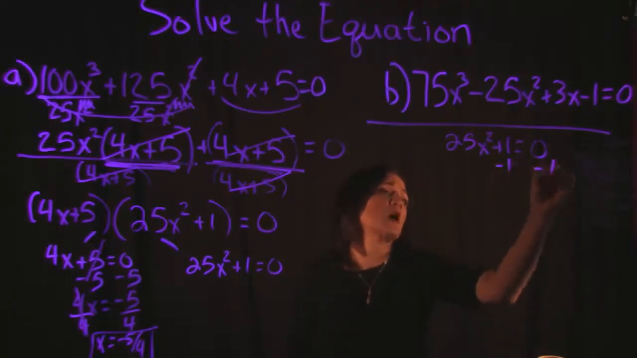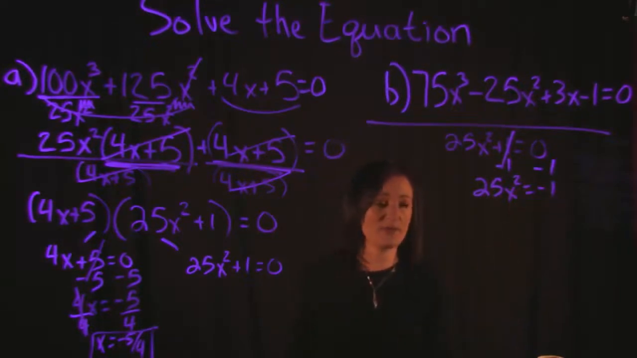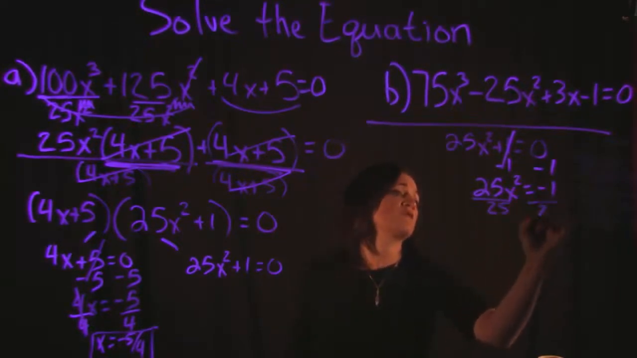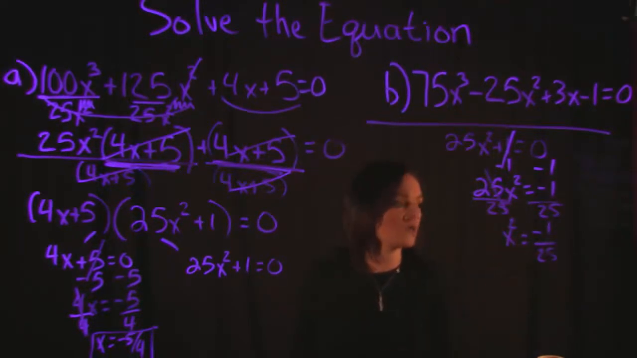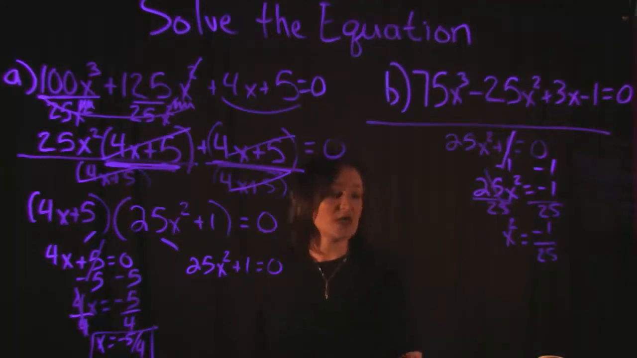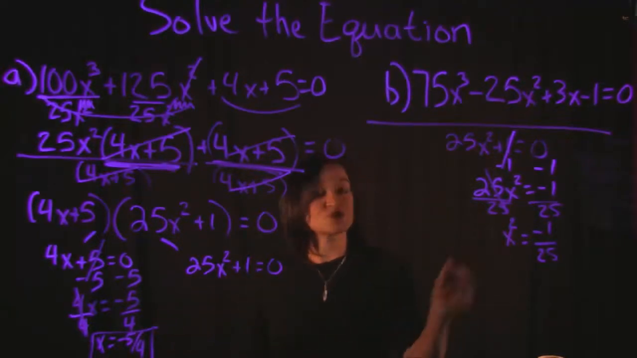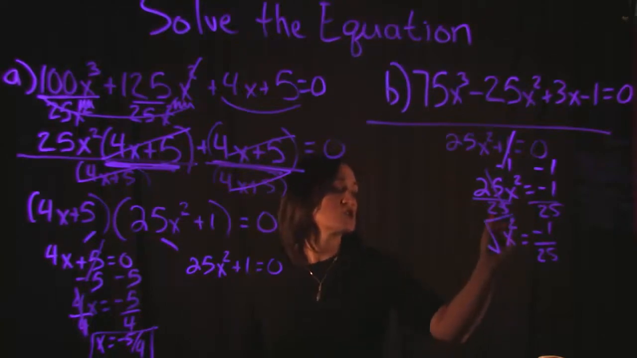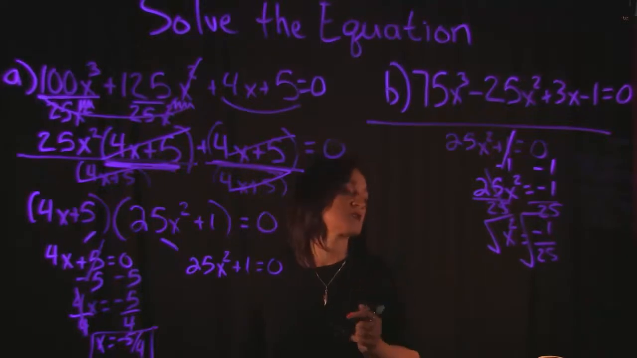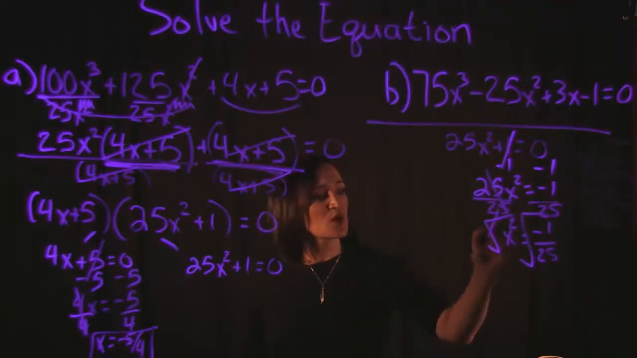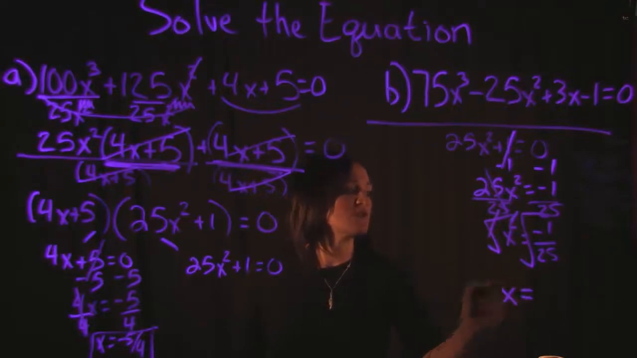I'm going to start by subtracting the 1 on both sides to give me 25x squared is equal to a negative 1. Then I'm going to divide 25 on both sides to give me x squared is equal to a negative 1 over 25. At this point, since we're solving for x, and this term is squared, the way that you get rid of a squared term is by taking the square root of it. So I'm going to take the square root of x squared, which means I also need to take the square root of the right-hand side. On the left-hand side, square root and a square do cancel, leaving me with x.